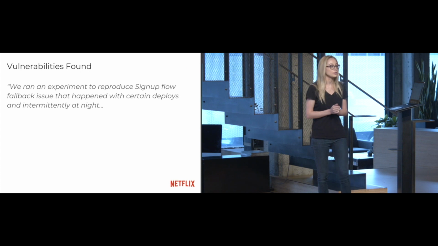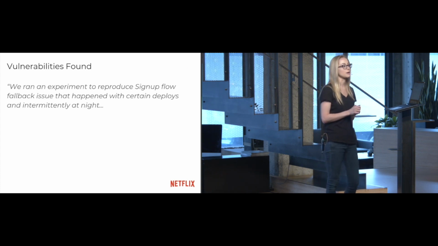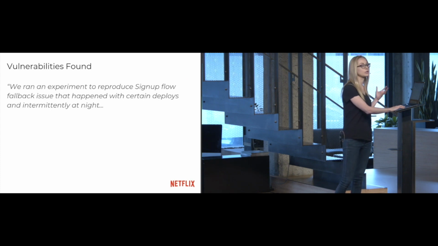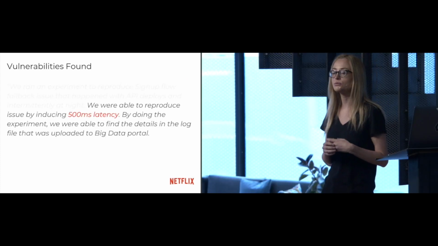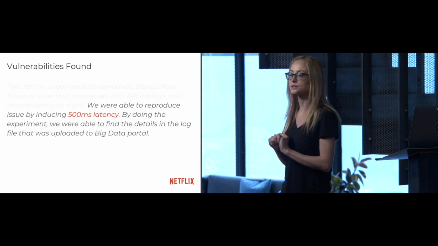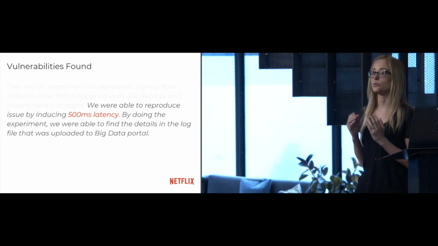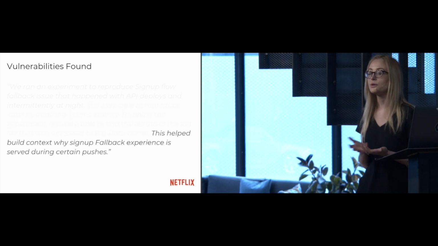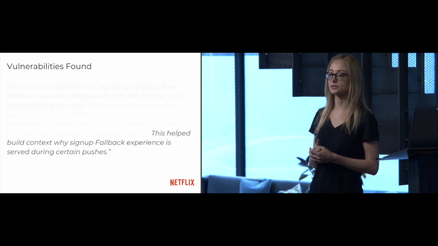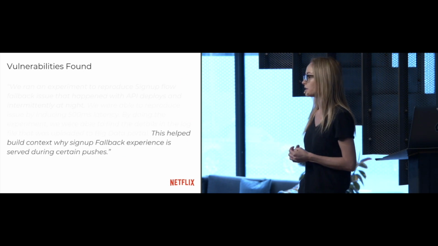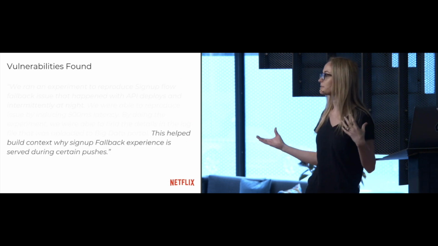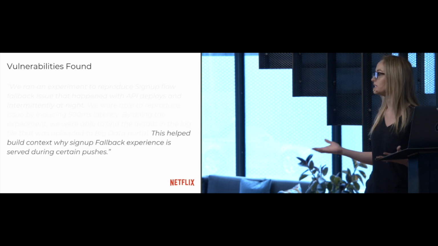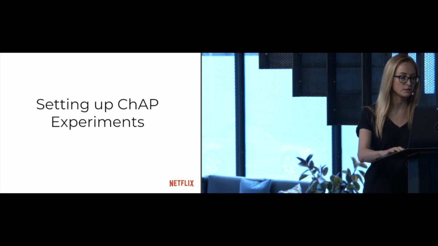Here's another example. We ran an experiment to reproduce a signup flow fallback issue that happened with certain deploys and intermittently at night. Something kind of weird was happening with their service. We were able to reproduce the issue by injecting 500 milliseconds of latency. By doing the experiment, we were able to find the issues in the log file that was uploaded to the big data portal. This helped build context into why signup fallback experience is served during certain pushes. So that fallback experience kept happening, but these users didn't know why. And they actually ran a ChAP experiment to see when and why it was happening.